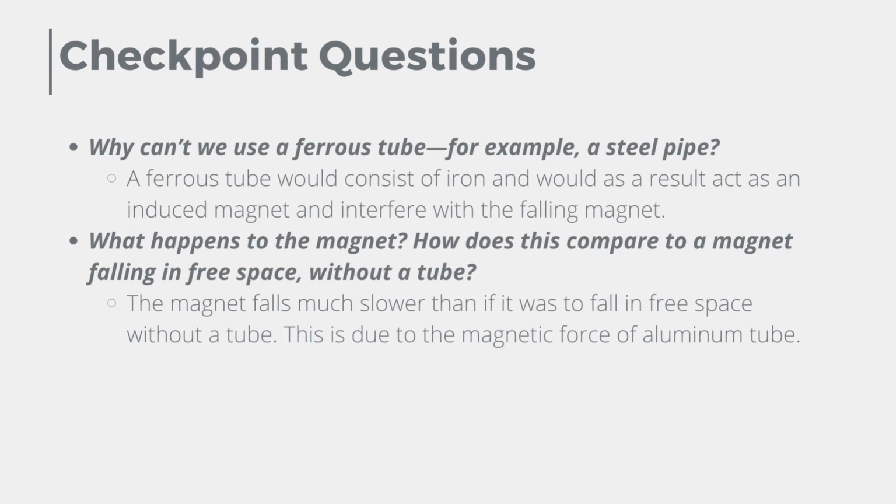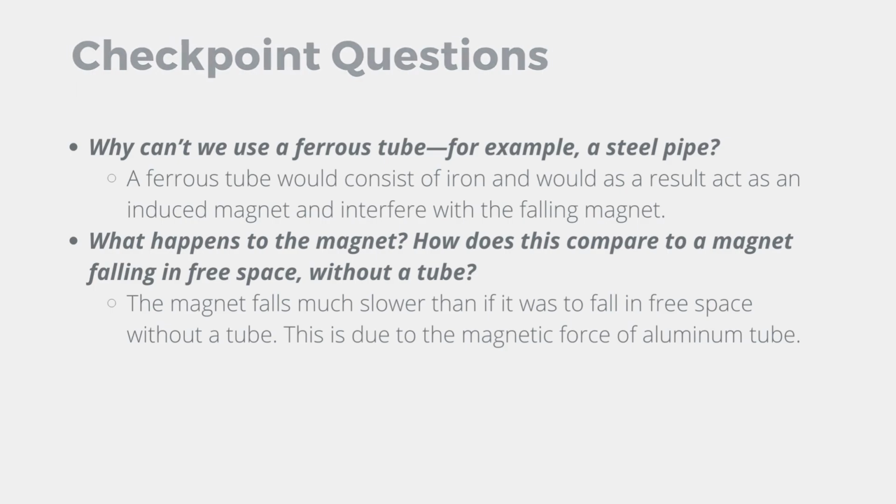Now, the checkpoint questions. Why can't we use a ferrous tube? For example, a steel pipe. A ferrous tube would consist of iron and would as a result act as an induced magnet and interfere with the falling magnet. Now, what happens to the magnet? How does this compare to a magnet falling in free space without a tube? Well, the magnet falls much slower than if it was to fall in free space without a tube. This is due to the magnetic force of the aluminum tube.